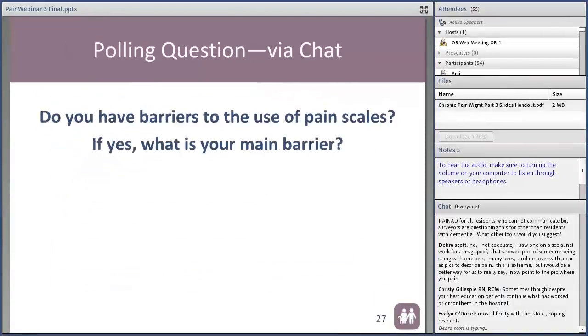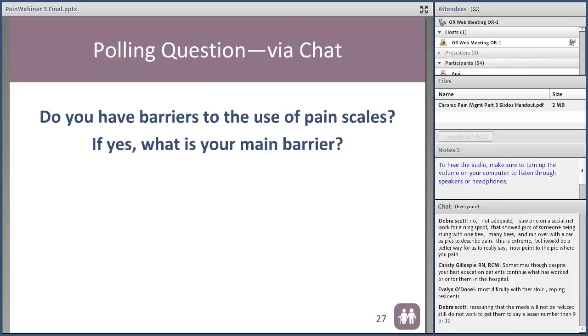comments here. Erica Nepper from Rosevilla says, I would love to compare what other sites are using for the pain assessments prior to the initial MDS and quarterly MDS. Okay. Darlene Gayhart says, related to pain assessment for residents who cannot communicate, we've used PAINAD for all residents who cannot communicate, but surveyors are questioning this for other residents who don't have dementia, I think is what she's saying. What other tools would you suggest?